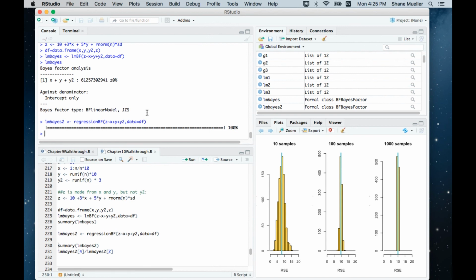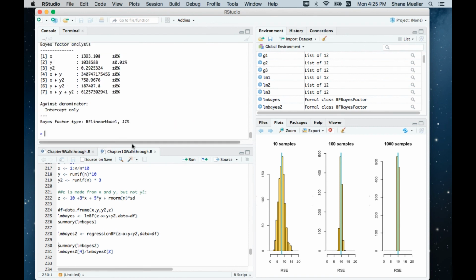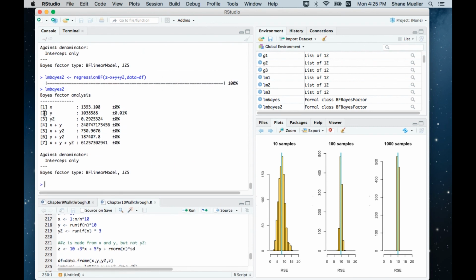So if I now look at LM Bayes, it gives me 7 different models, and if you count them up, this accounts for all of the models with respect to the intercept only. So there are 8 models: the intercept only model, and then this tests every single one of these submodels against the intercept only model: x, y, y2, x plus y, x plus y2, y plus y2, x plus y plus y2. So they're all in there, from the most complicated one to the smallest one.